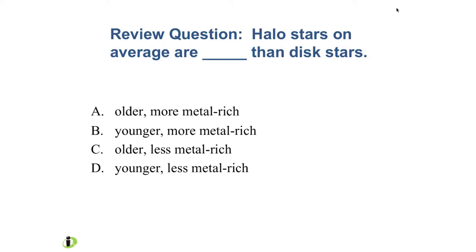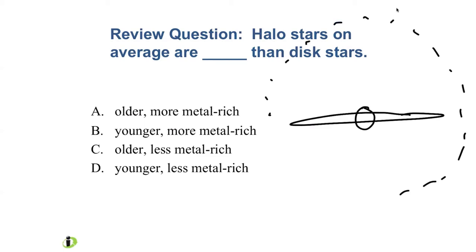If you recall, the Milky Way looks something like this. You've got a nice thin disk, you've got a little bulge in the middle, and the halo is that region of the galaxy that extends actually well beyond the disk in kind of a spherical sense. And the way the Milky Way we think formed is these objects in the halo formed first. And so these are the oldest stars in the galaxy, those stars in the halo.